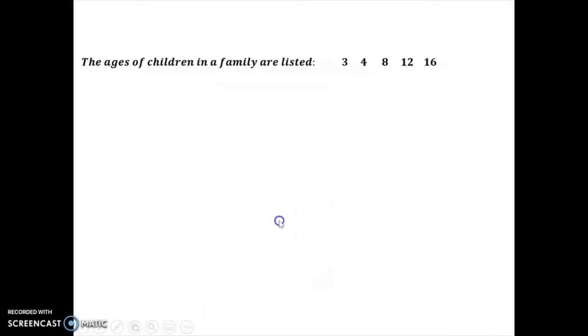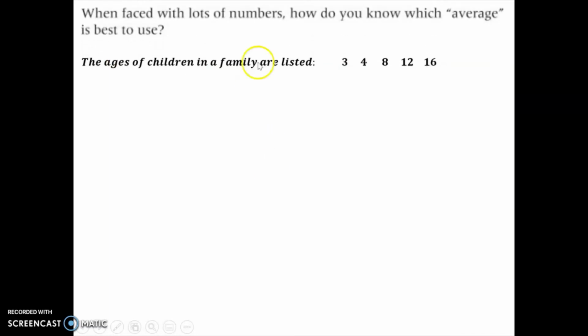So let's say, again, the question is, when you're faced with lots of numbers, how do you know which average is best to use? So let's try those three main types of averages or measures of central tendency on this data set here. Let's say we are given the ages of children in a family. So you can see there's all kinds of ages of children. 5 children, they all have a very big spread of ages here.